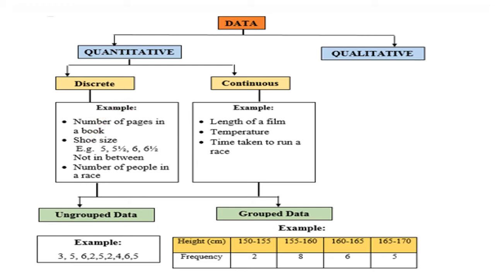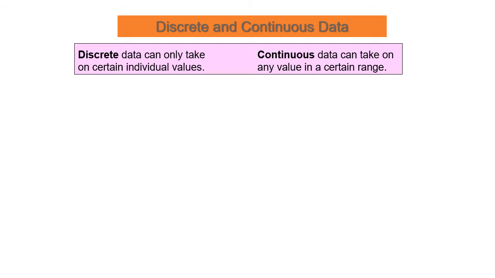So that's an overview about the discrete, continuous, and also about grouped and ungrouped data. In other words, discrete can take individual values. Continuous has to be within a certain range, okay? It cannot take individual values.